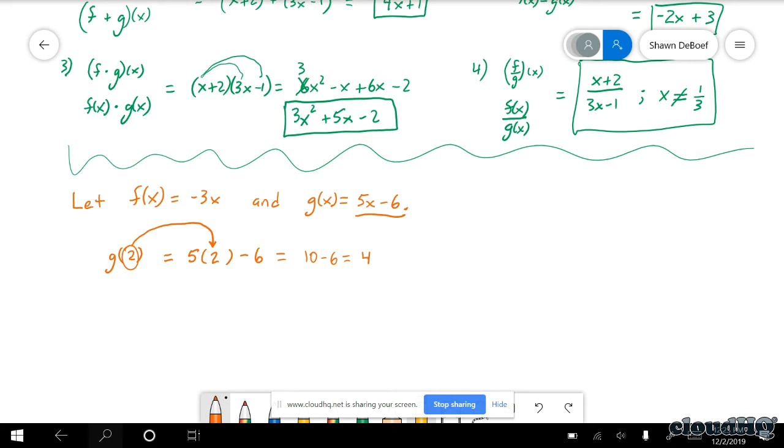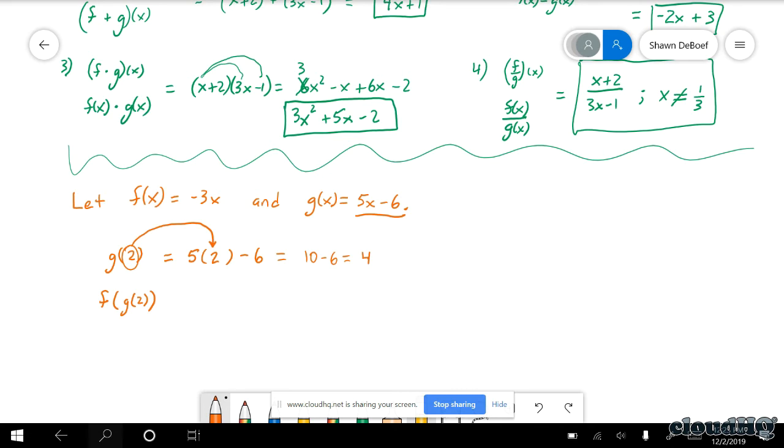Okay, so that's something we've done before. That's not new. That's just using function notation. But here's what a composition of functions looks like. F of, and then instead of putting something in there, I put another function in there. G of. So plugging a function into a function. F of G of 2.